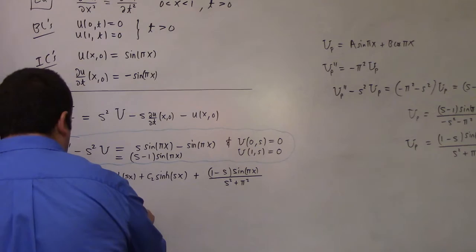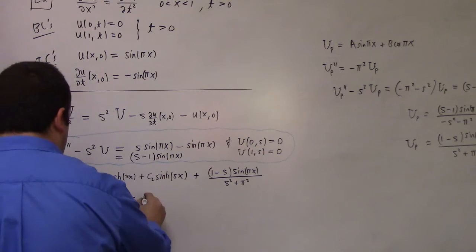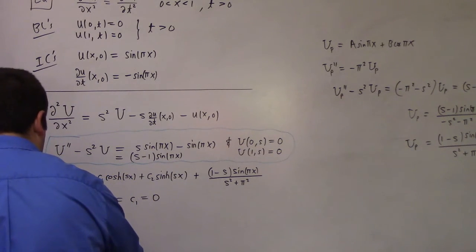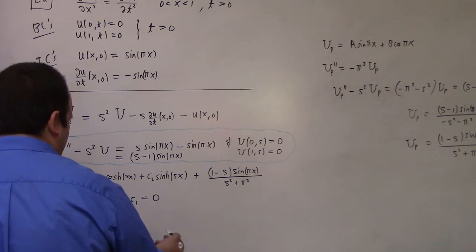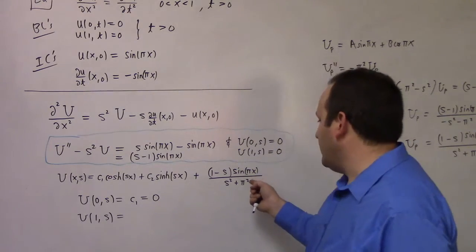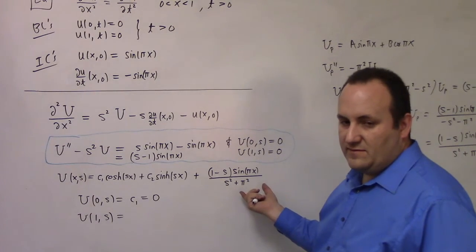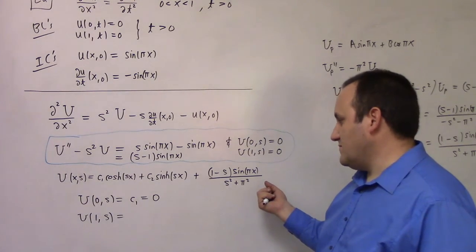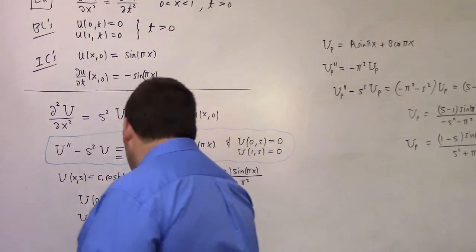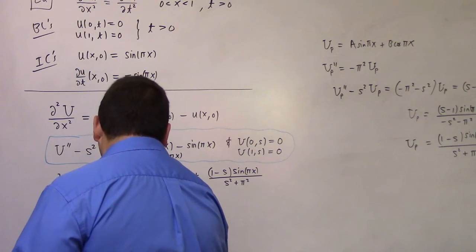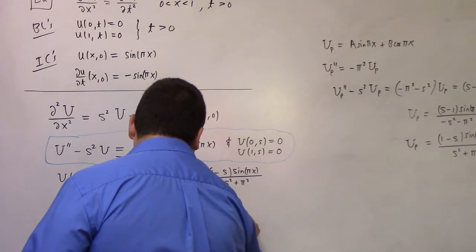U of 0s equals what? C1? Oh, that's 0, so it's gone. So C1 equals 0. U of 1s. Oh, see, this is really stupid. So 0 and 1 both make this particular solution 0. So the fact that the particular solution is 0 at both of the boundary values means that this thing has to be 0. But anyway, C2 is the other thing, C2 sinh of s equal to 0, which of course says that C2 is equal to 0.